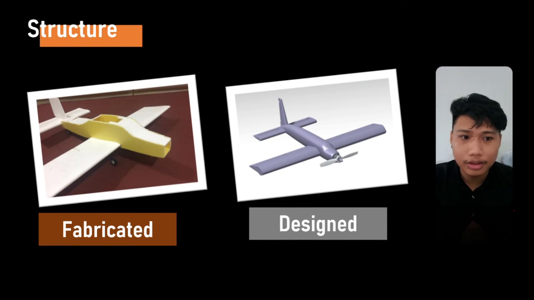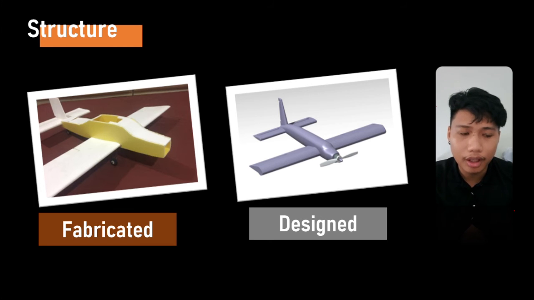And then this is the structure. On the right side is what we have designed, and on the left side is what we have fabricated. What we have designed, as you can see, the body is a little curvy, and if you compare it to the fabricated one, which is on the left, it's boxy. It's not a little boxy, but it's boxy kind of plane.